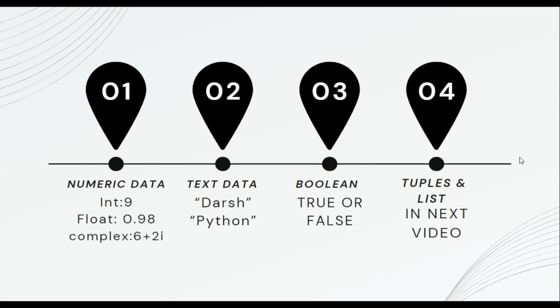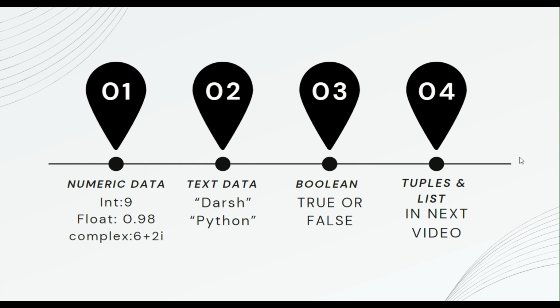There are basically four types of data types: numerical data, which consists of integer, float, meaning decimal numbers, and complex digits; text data, which are also called strings; boolean; and tuples and list. Tuples and list we will learn in the next video because it is totally another topic. So let us discuss three data types.